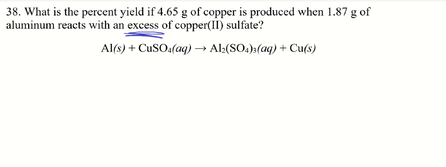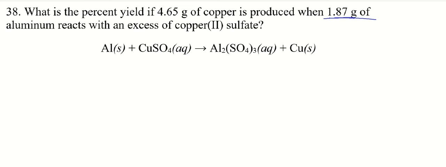When you have a reagent in excess, because it won't react, there's no need to do stoichiometry twice. You already know what the limiting reagent is: the stuff you're given. All right, so let's do it.